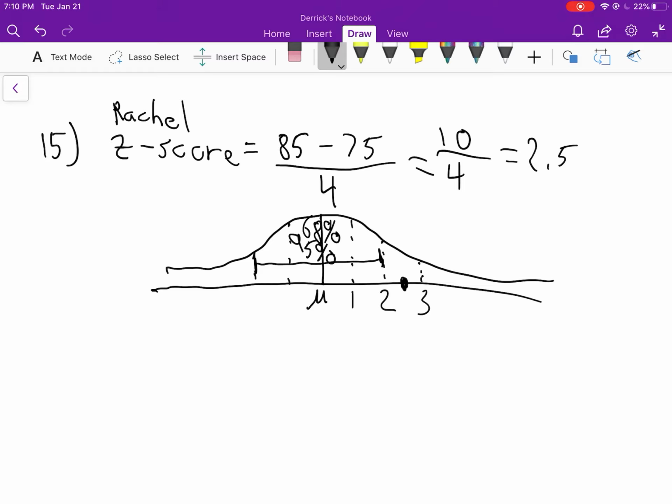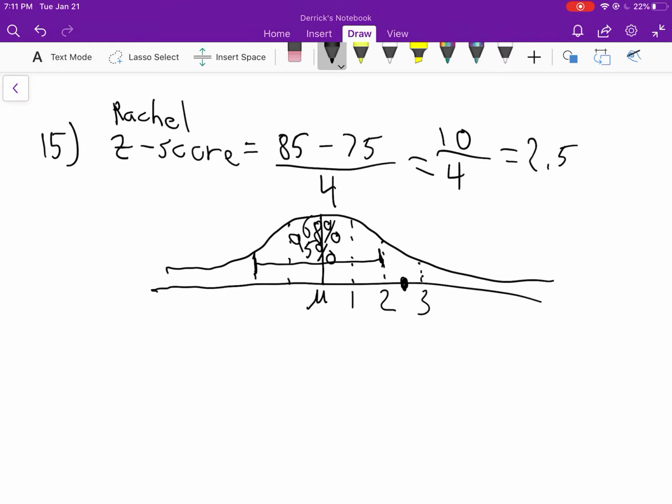So I guess maybe I should have said that before. When it asks if a student is in the top 5% of their class, that means they're higher than 95%, right? Because if you're in the top 5%, that means you scored better than 95% of your class. So Rachel being outside 2 standard deviations guarantees that she's got to be in there.